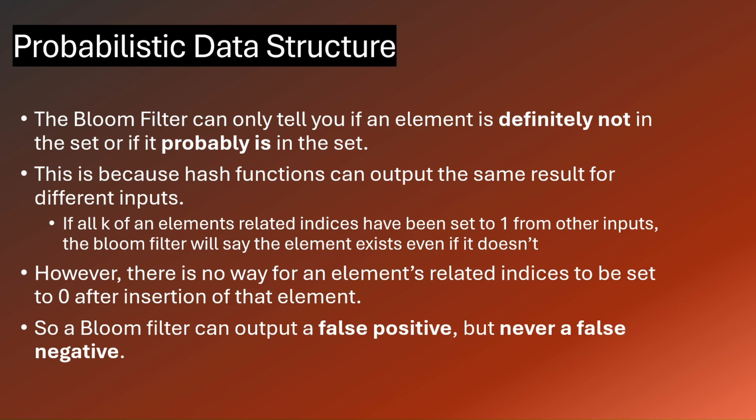So Bloom filters are a probabilistic data structure. This means that they can't give you an exact answer to your queries, but instead the Bloom filter can only tell you if an element is definitely not in the set or if it probably is in the set. This is because hash functions can output the same result for different inputs. If all k of an element's related indices have been set to 1 from other inputs, the Bloom filter will say that the element exists even if it hasn't actually been inserted. But there's no way for an element's related indices to be set to 0 after insertion, so there's no chance for a false negative, but false positives are possible.